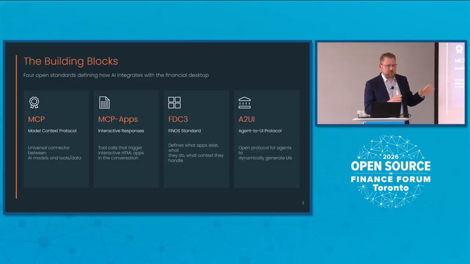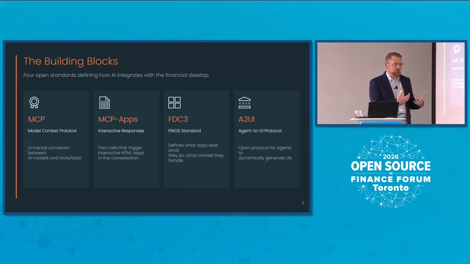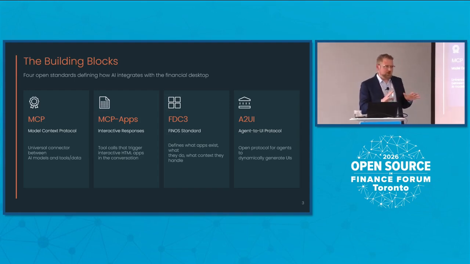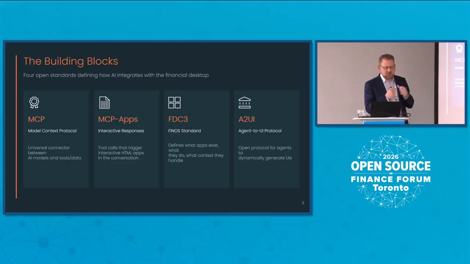So the first one I want to talk about is MCP, or Model Context Protocol. If you're not familiar with this standard, think of this as a way to connect any application or data set to a large language model. This is a universal connector. It's very popular right now. It's very helpful in terms of adding context to your chat experience.